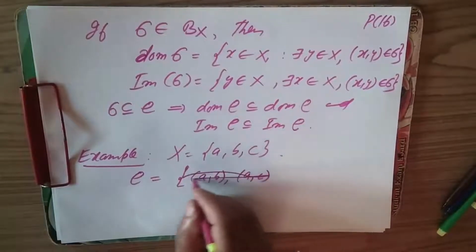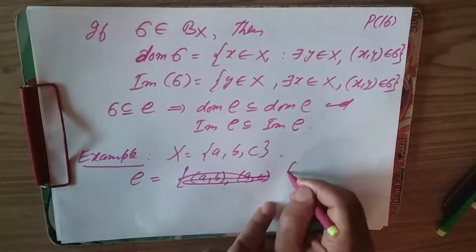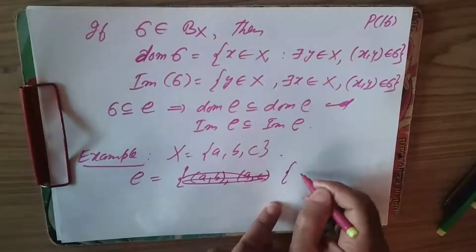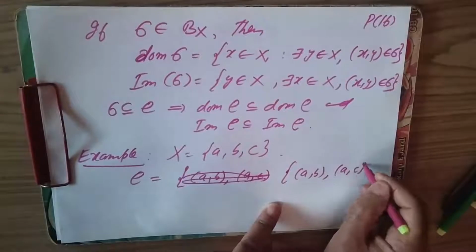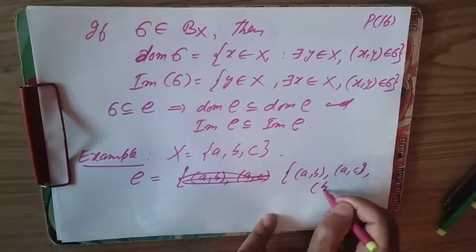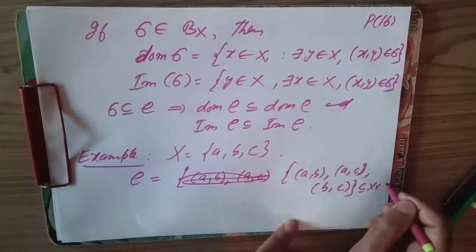It's a subset of X cross X. It's AB, AC. Let's choose say BC also. It's a subset of X cross X. Therefore, it's a relation.